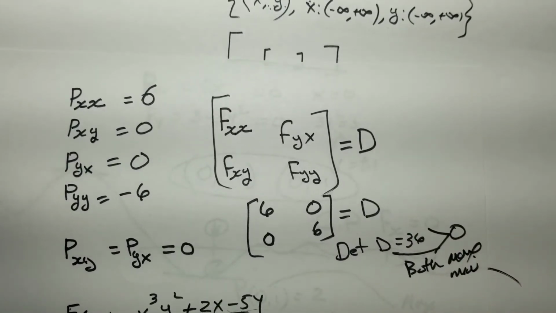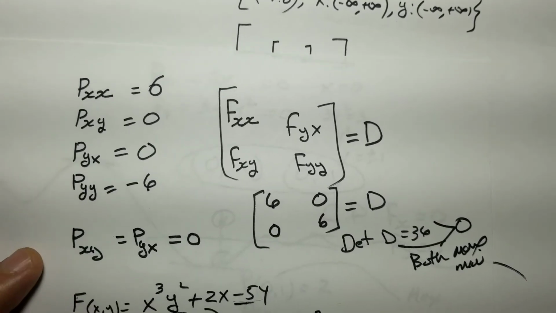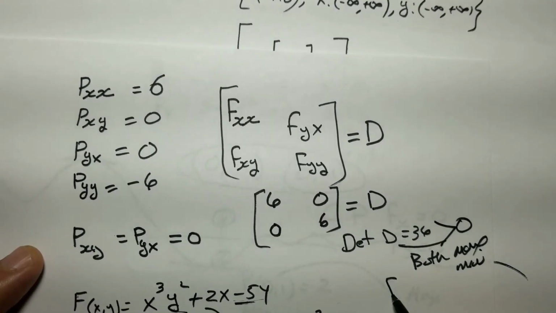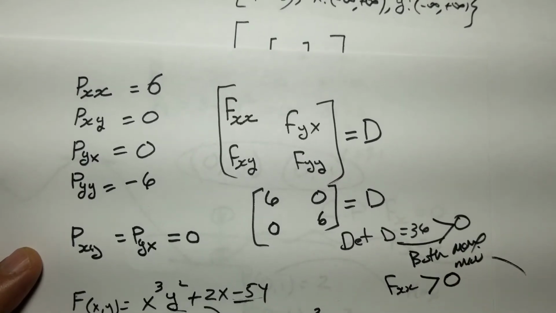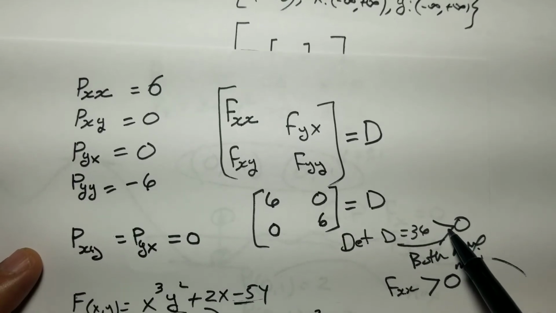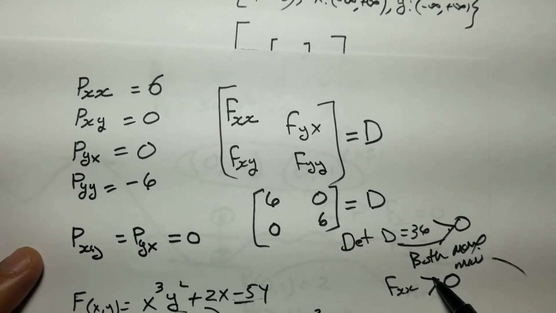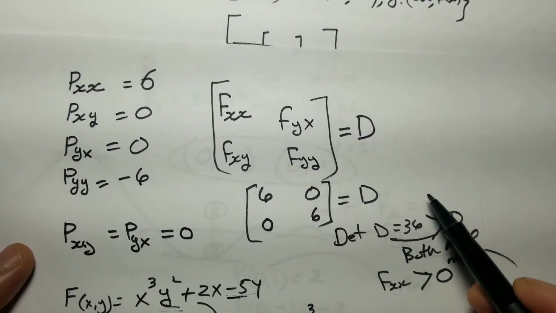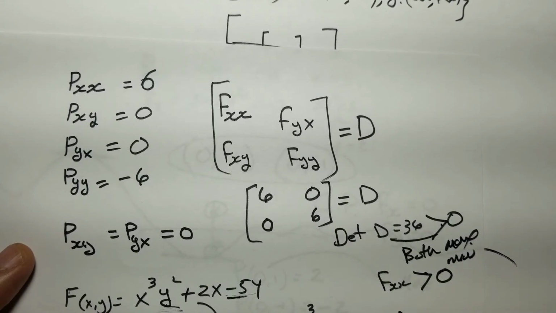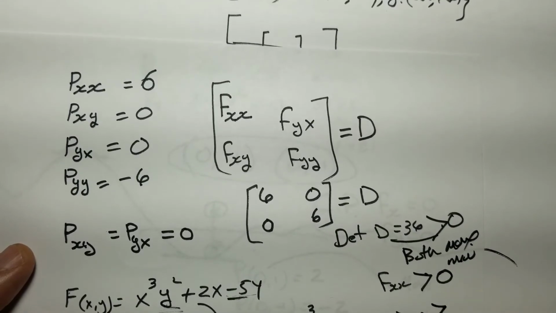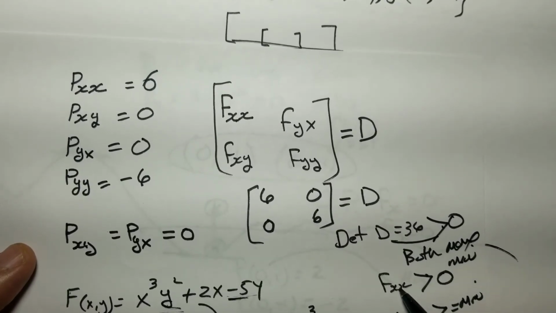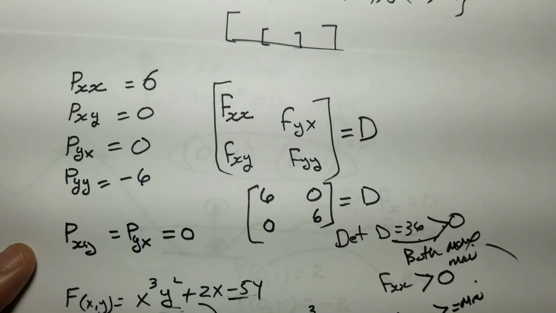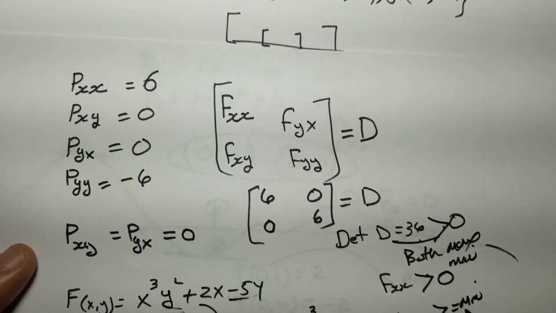But somebody said, how do I tell the difference? You tell the difference by f of xx. If f of xx is positive, what is this? Positive and positive. Does anybody know what is positive times positive? Positive times a positive produces a minimum value. Therefore, if f of xx is positive and the determinant is positive, it produces a minimum value.